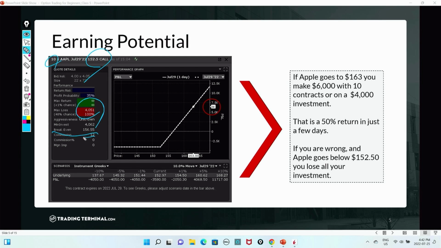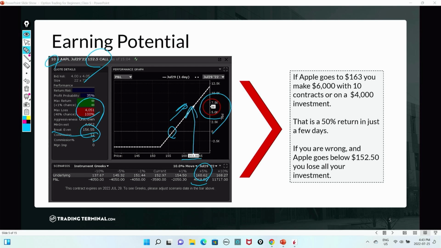So for every dollar that Apple is above 156, you're gonna make money. So right around here is your break-even point, and for every dollar above it you're gonna make money. So let's imagine if Apple goes to $160, a move of 5%, you're going to make about $4,000. If Apple goes to 163, you're gonna make over $6,000.